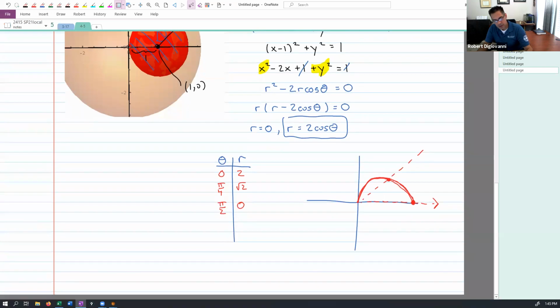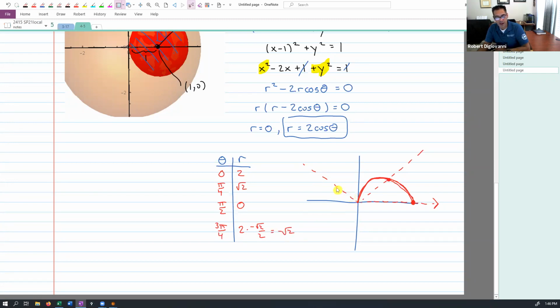Let's do the next important angle, which would be this one right here. It's 3 pi over 4. So what is cosine of 3 pi over 4? So 2 times cosine of 3 pi over 4 is negative root 2 over 2, which gives you negative root 2.